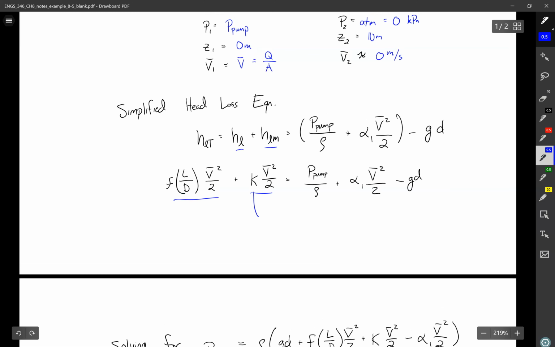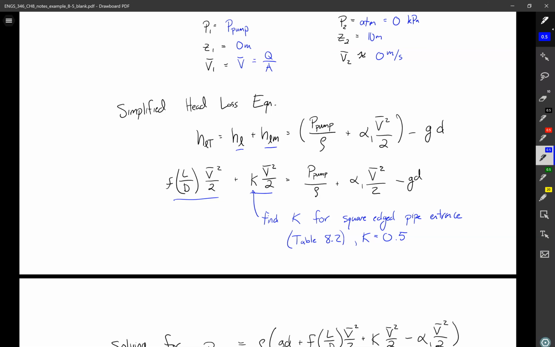The minor loss coefficient K, we can find for a square-edged pipe entrance. This is in table 8.2 in our book, and we can look up a value of K. K is about 0.5, right? And that's just a unitless constant.